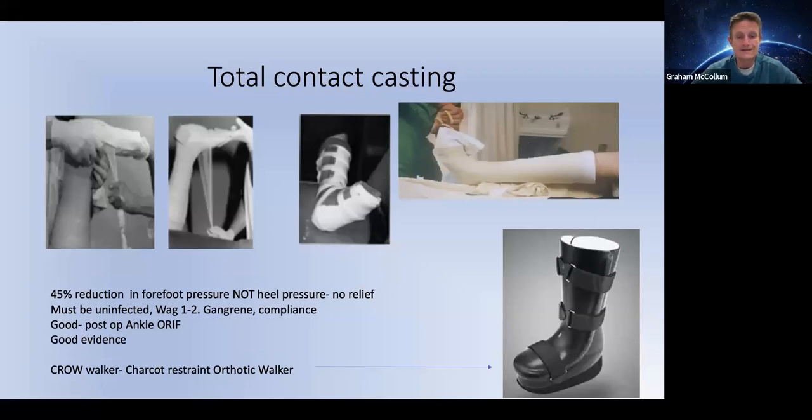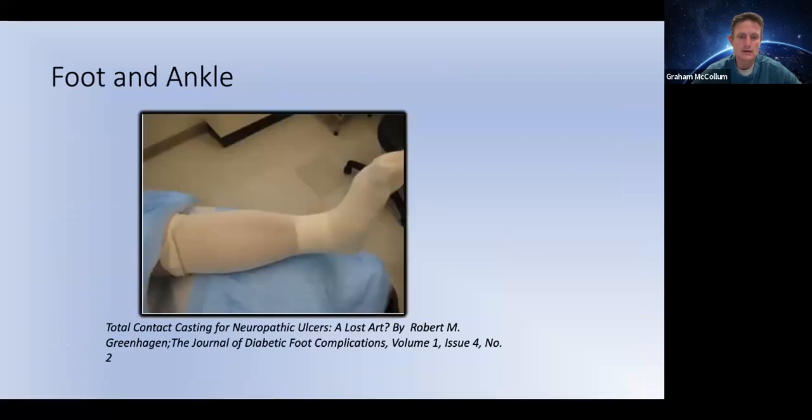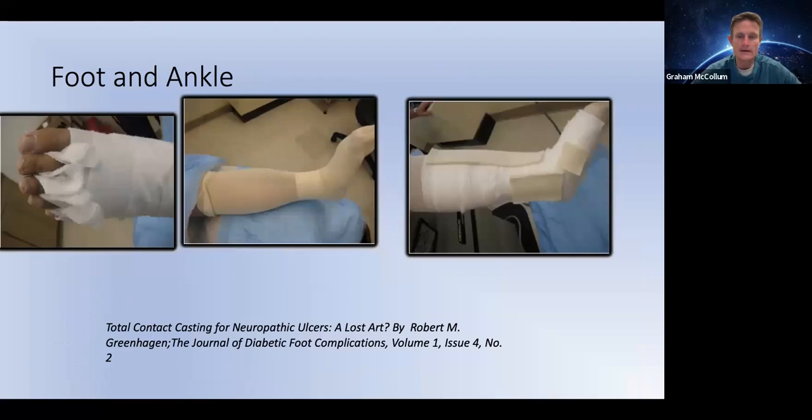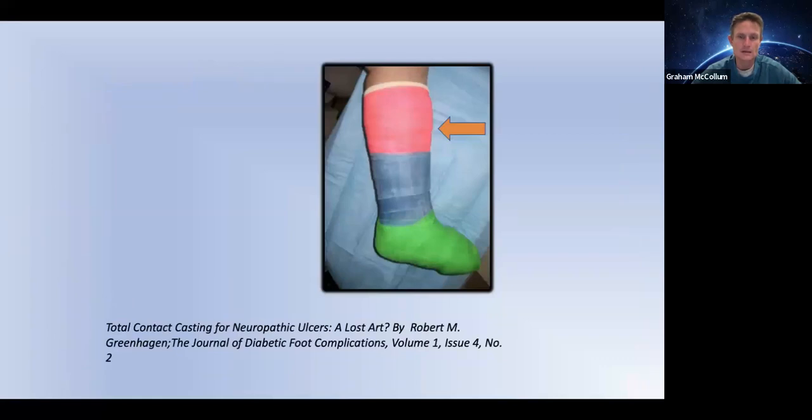Of course, it must be uninfected. It must be pretty dry, and you can treat the wound until it's dry, and then put them in a total contact cast and put gauze between the toes, stocking it, well padded. Remember, these people are insensate, often from mid shin or around the ankle. And then cover the toes, and then casting up to just below the knee. And these casts sometimes need to be on for 3 months. Of course, you change them serially.